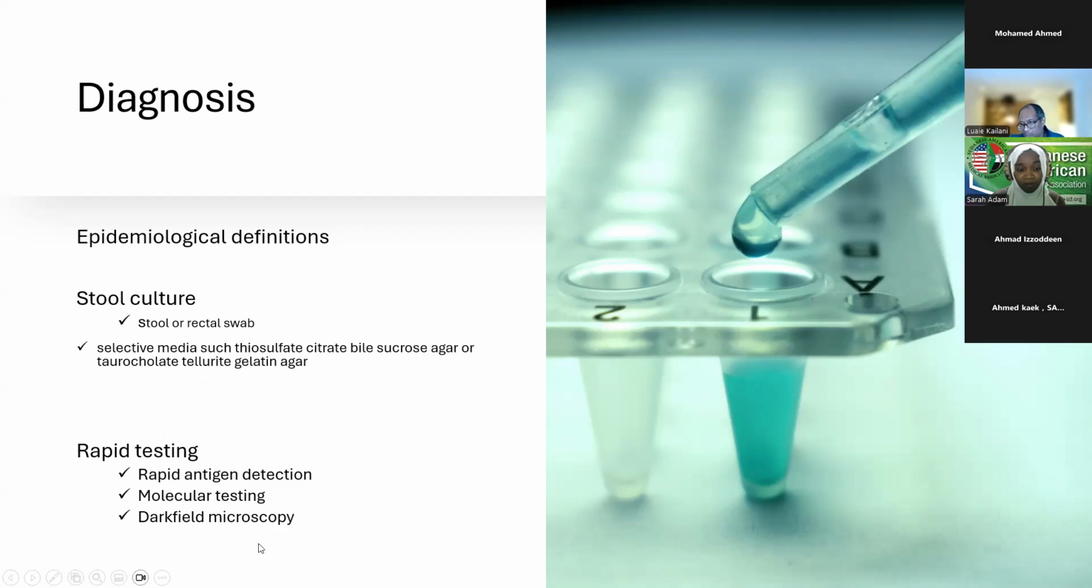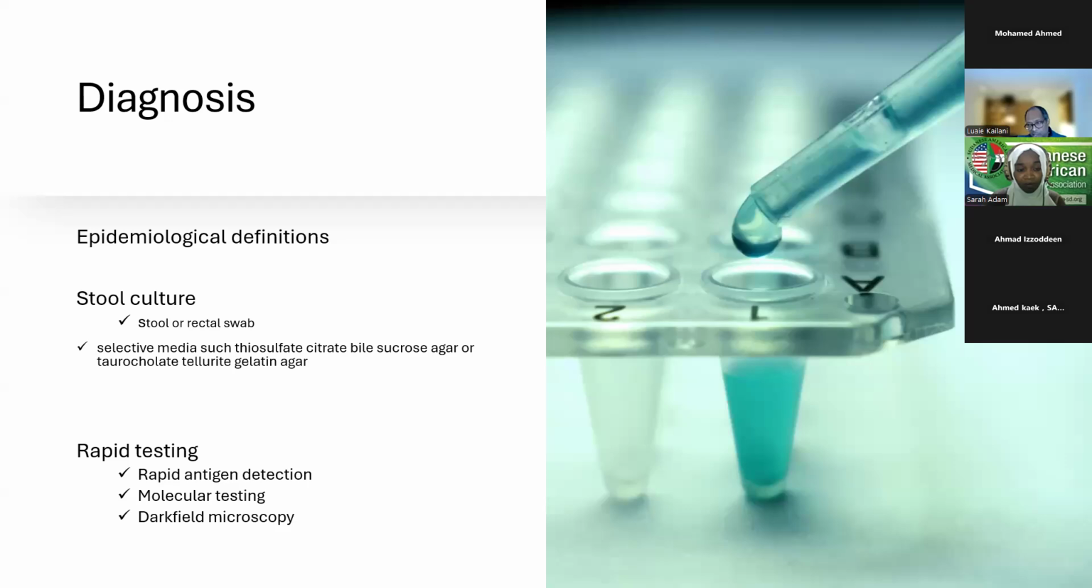And then rapid testing is probably important for individual cases. Rapid antigen detection. Molecular testing, as far as I know, is mostly not commercially available. And then dark field microscopy. Dark field microscopy is interesting because the sensitivity is not high, but the specificity is great, because if you see it, then it's probably it.